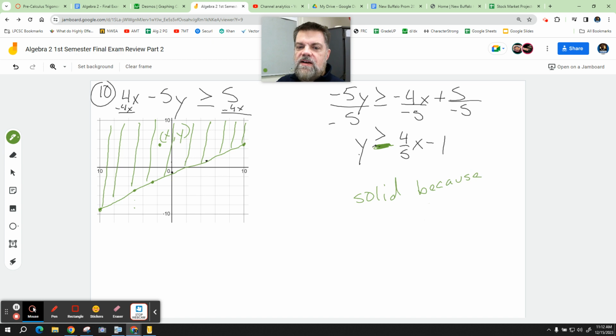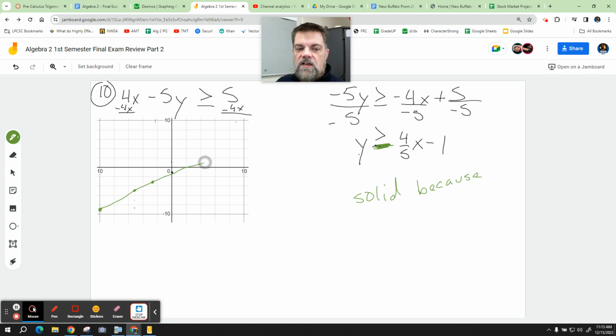They said, Mr. Adams, you shaded it wrong. And I was like, I didn't shade it wrong. I know what I'm doing. I didn't shade it wrong at all because it's a greater than symbol. And then they said, well, should it be a greater than symbol? So they are correct. I shaded it wrong. What's the mistake? You guys know what it is I forgot to do? Yeah. Flip the sign. Why would I flip the sign?